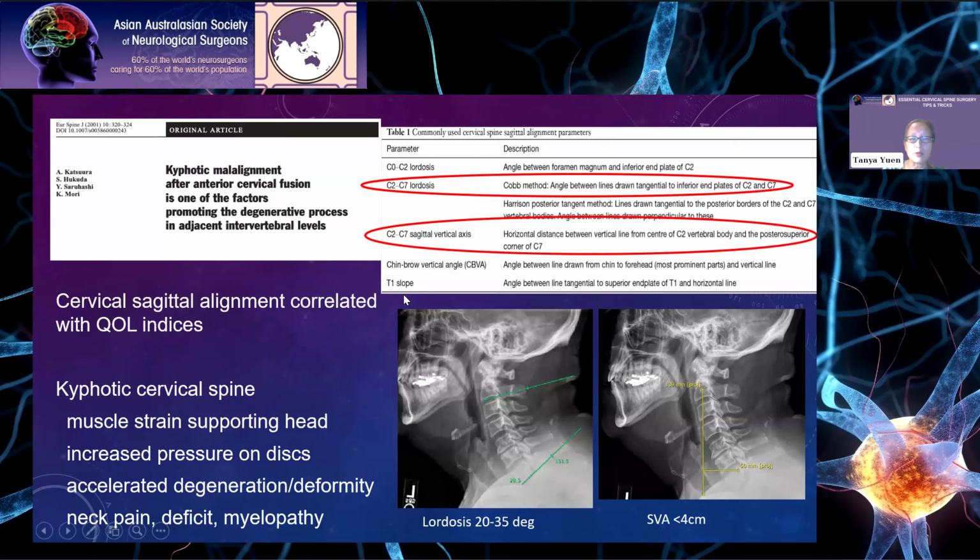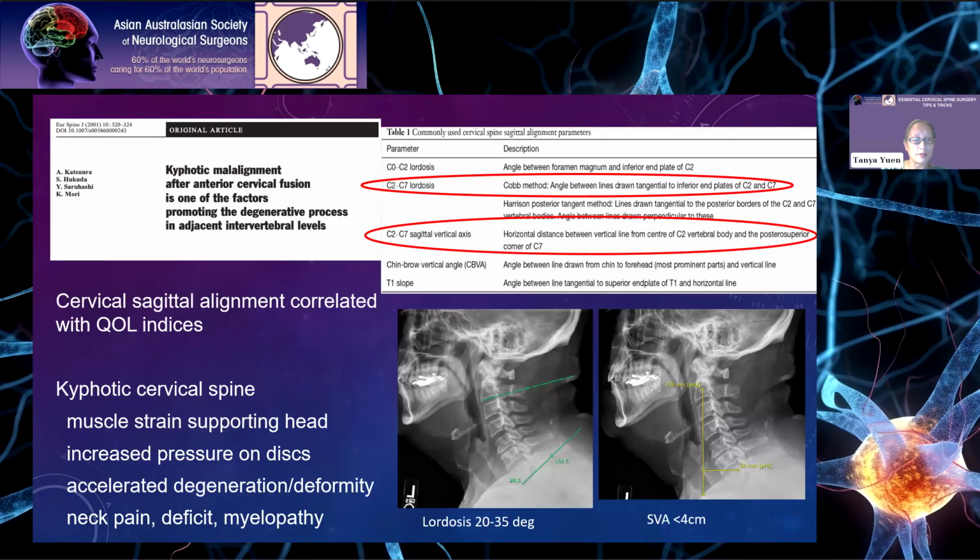The most useful parameters of the cervical spine analysis is the lordosis, which is the angle from the body of C2 to the body of C7, and also the SVA, which is basically the horizontal distance from C7 to C2. And that pretty much indicates how far forward your head is in respect to the rest of your body.